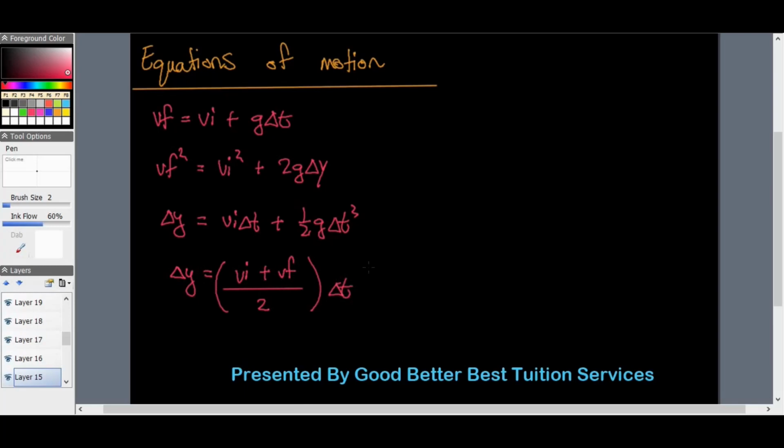Okay, so what can we see here with our equations of motion? That our equations of motion are not very much different, except that delta x becomes delta y now, and a can become g, which is what I decided to write it as.